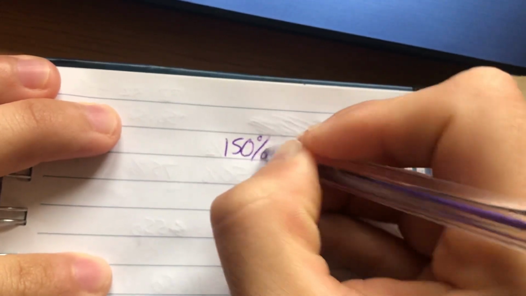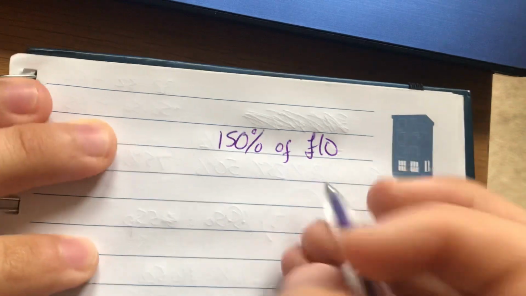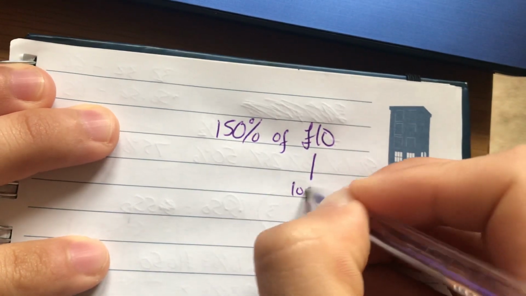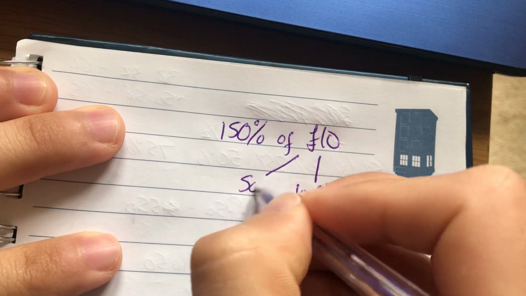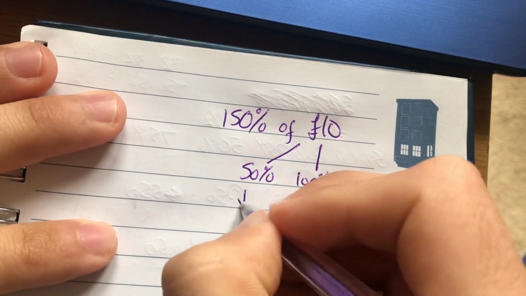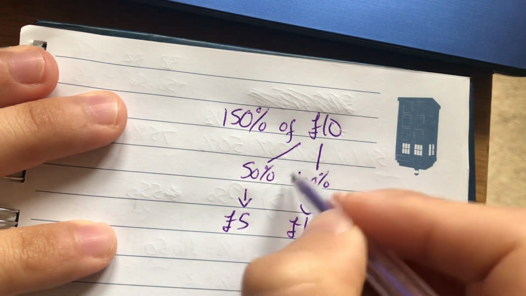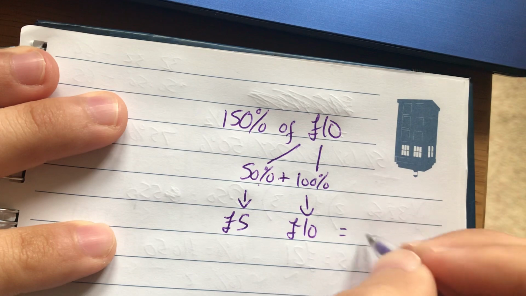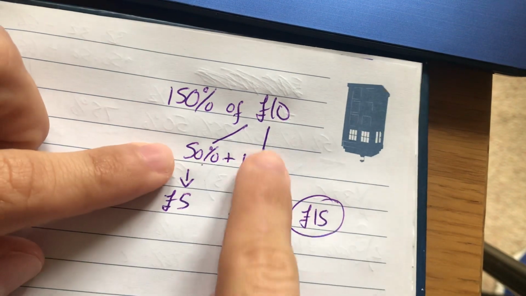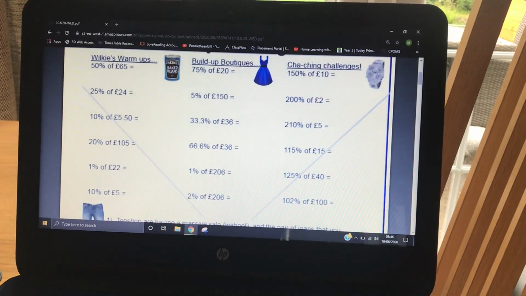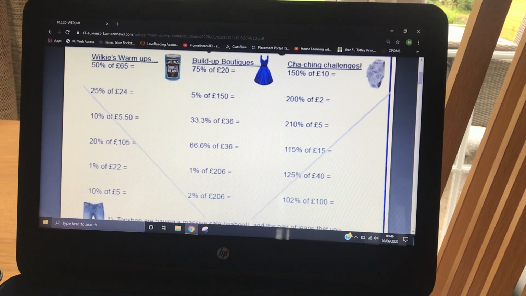So, we've got 150% of £10. Okay? So, 100% of that is obviously £10. 50% of that, now you know to halve it, is going to be £5. So if you add 50% and 100%, you get 15. Okay? So you're still doing your skill of halving, but you're adding it onto the 100%. So the first one is 15. The second one, well, let's be honest, is laughable. 100% is £2. What's 200%? It's just double, isn't it? It's £4. Same with this one, 210%.